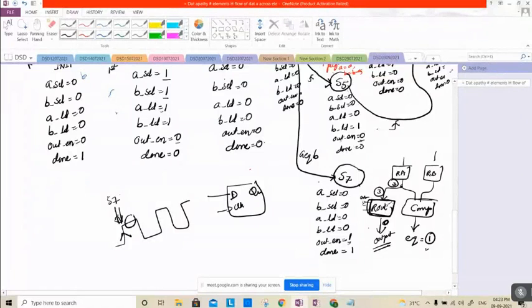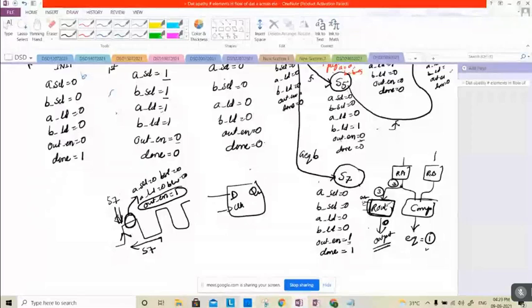After this, at this particular point, you have made A selection is equal to 0, B selection is equal to 0, A load is equal to 0, B load is equal to 0, out enable is equal to 1. Now tell me, will the value be copied into the S7 state, from here all the way to here?